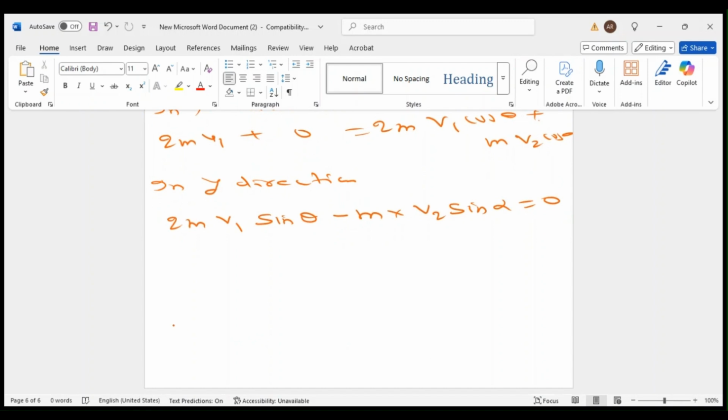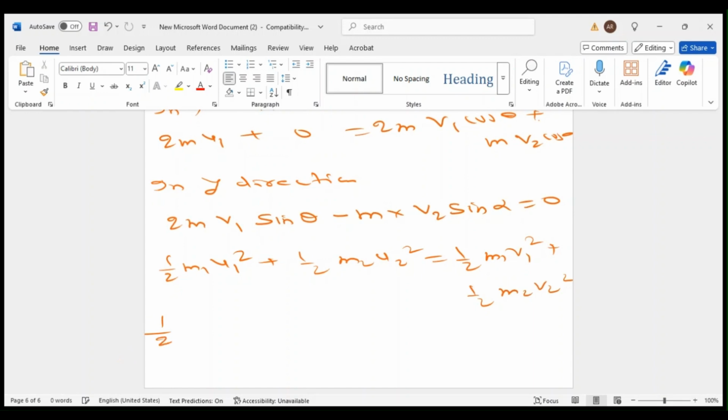According to the conservation of energy, where we applied the law of conservation of momentum earlier, now we have to apply the law of conservation of energy. We know that half of m1 u1 square plus half of m2 u2 square is equal to half of m1 v1 square plus half of m2 v2 square. Just apply this in these equations.